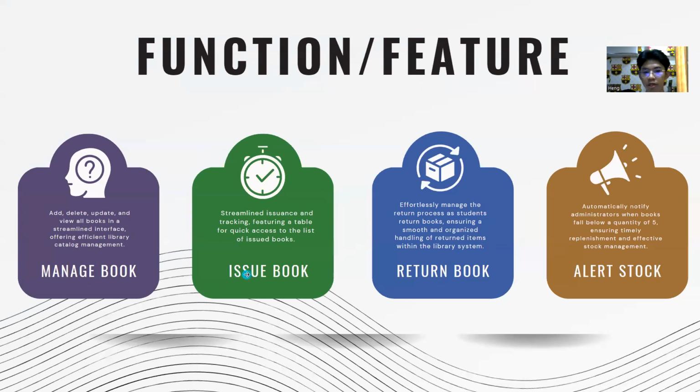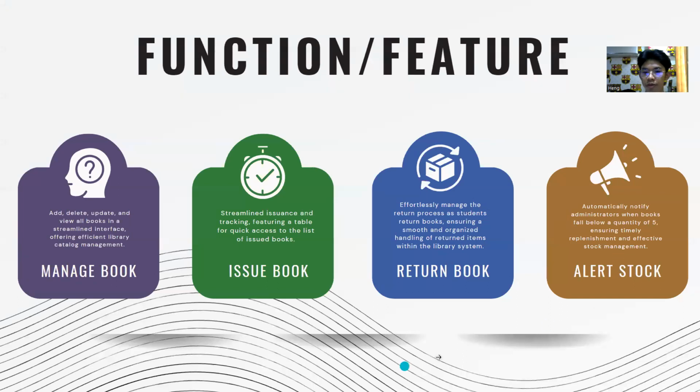The second one is issue books. This handles when students borrow books from our library, and we also have a list to track, record, and store any information related to the books that are borrowed by students. And the third one is return book. This handles when students return the book back to our library.